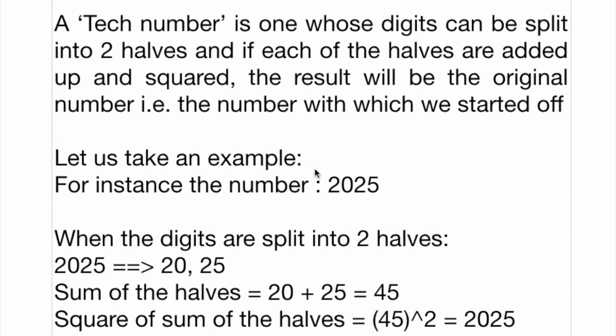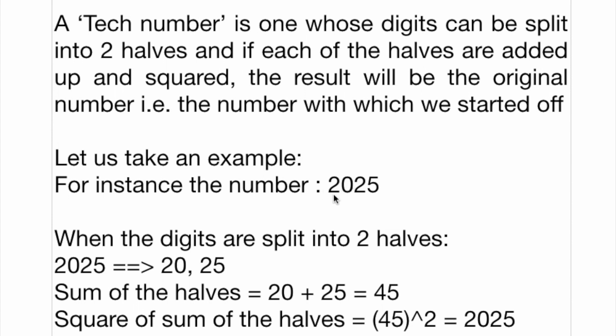So if we have a 4-digit number, the first two digits would be the first half. The next two digits, which is basically the third and the fourth digit, would be the second half. Once we've obtained both those halves, we add them and then square them. The result which we obtain after adding and squaring them would be the original number itself, that is, the number with which we started off. So let's take a look at this example below.